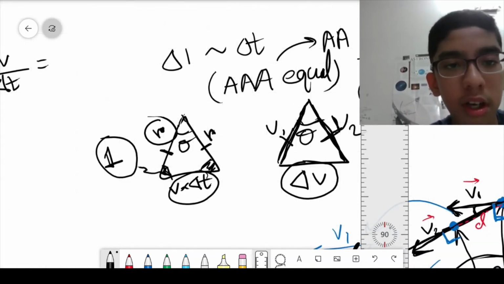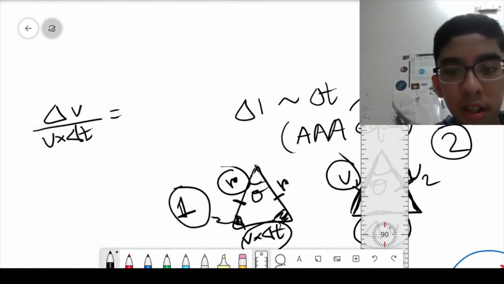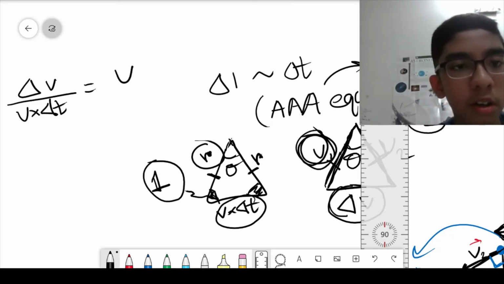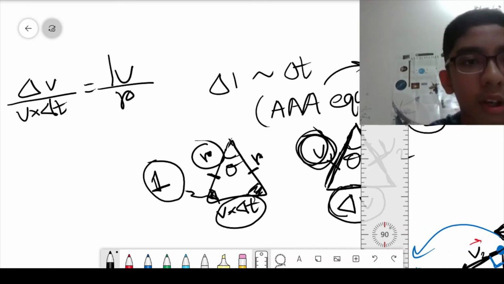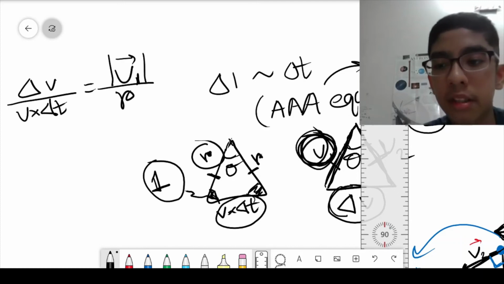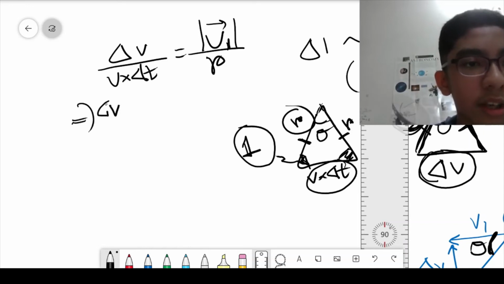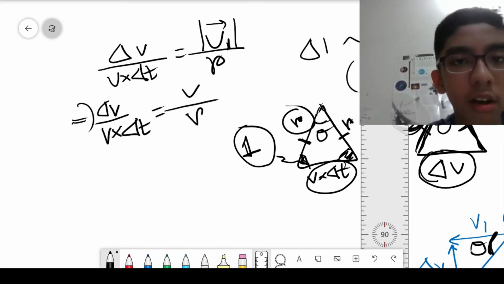Let's consider R and V1. This will be equal to, so this is taken from triangle 2, so this V will also be from triangle 2, and this divided by R, so they are equal. And okay, this will be V1. Now this actually represents the magnitude, so here I have also written that as a magnitude. So you can say that delta V divided by V times delta t is equal to, so this is V and this is R.